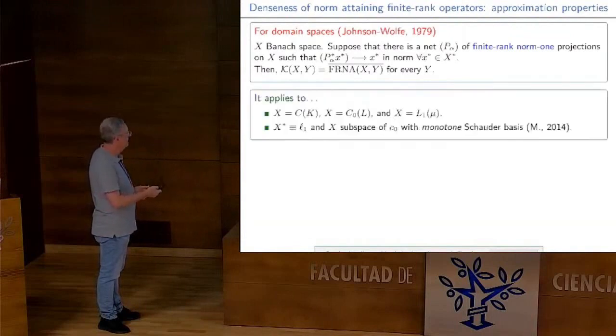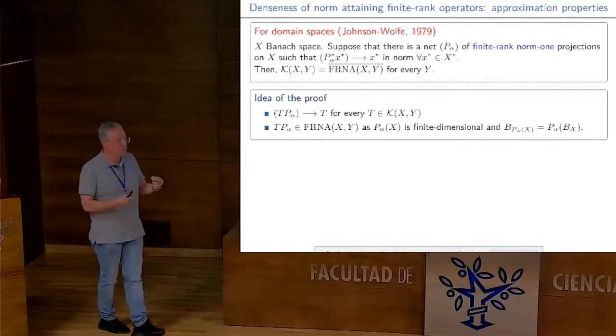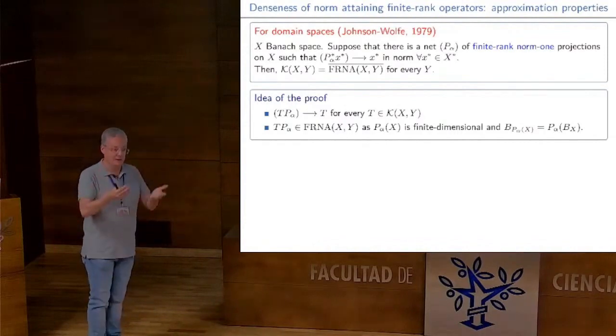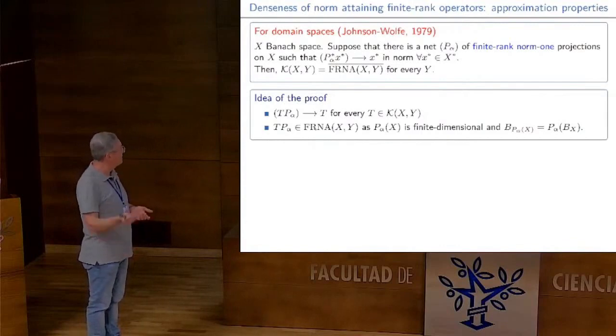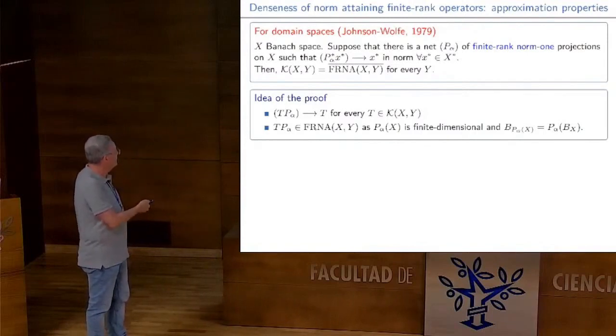Okay, so the classical results are the following. Johnson and Wolfe proved that if you have the approximation property in this very strong way, that you have a net of finite rank norm-one projections P alpha such that the adjoints converge to the identity in the strong operator topology, then for every Y, compact operators can be approximated by finite rank non-attaining ones. The idea is very easy: if T is compact, then T P alpha goes to T, and T P alpha attains the norm because P alpha has finite rank, and the unit ball of the range of P alpha is the same as the image of the unit ball under P alpha.